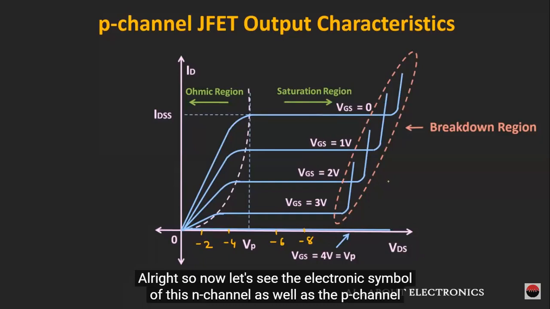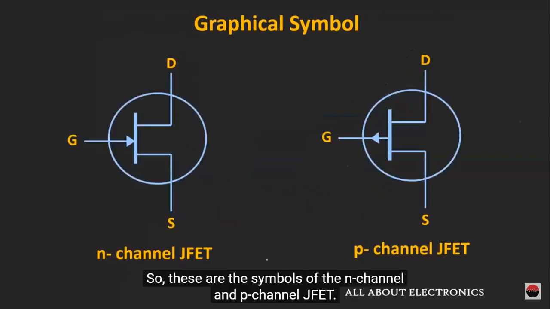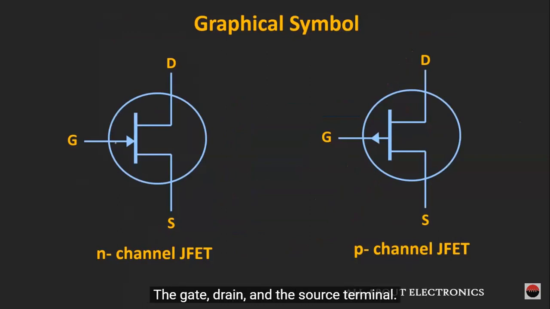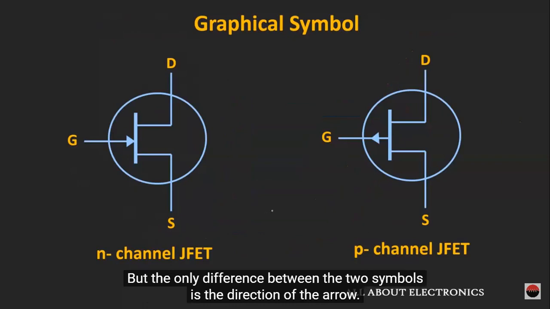Alright, so now let's see the electronic symbol of this N-channel as well as the P-channel JFET. So these are the symbols of the N-channel and the P-channel JFET. And if you see these symbols, it has 3 terminals: the gate, drain and the source terminal. And in fact, these two symbols almost look identical. But the only difference between the two symbols is the direction of the arrow.